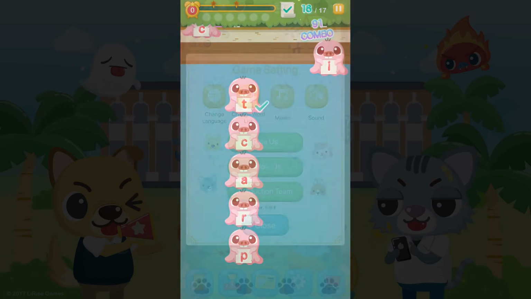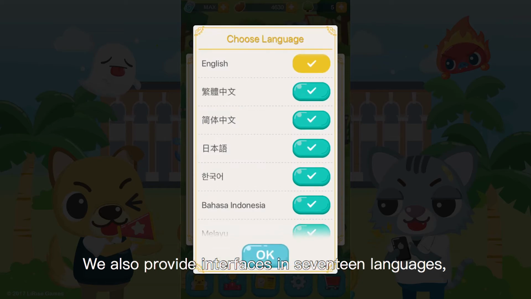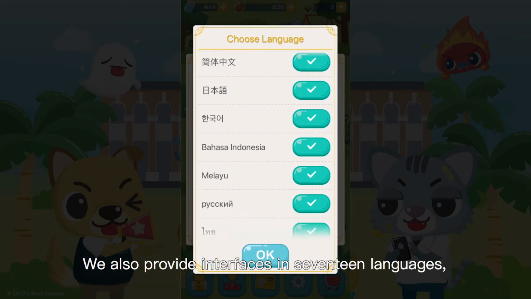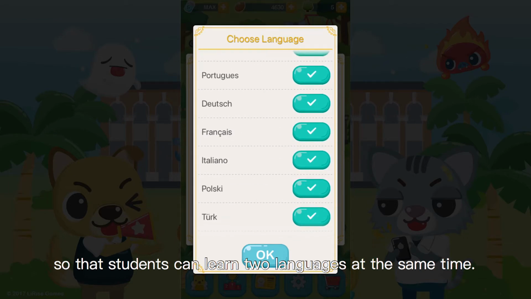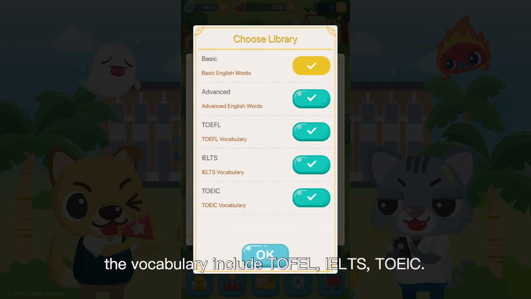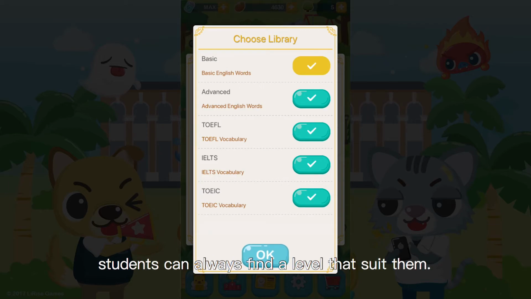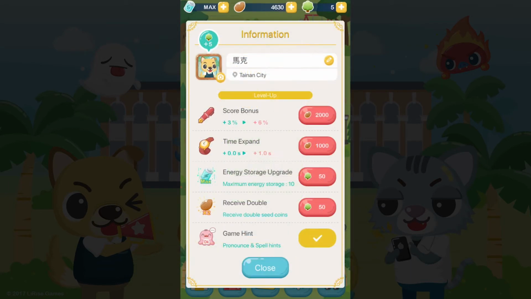We also provide interfaces in 17 languages, so that students can learn 2 languages at the same time. The vocabulary includes TOEFL, IELTS, TOEIC. Students can always find a level that suits them.